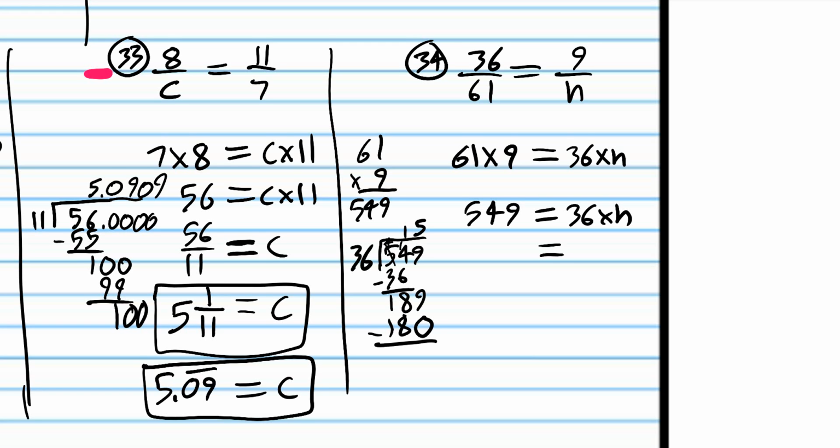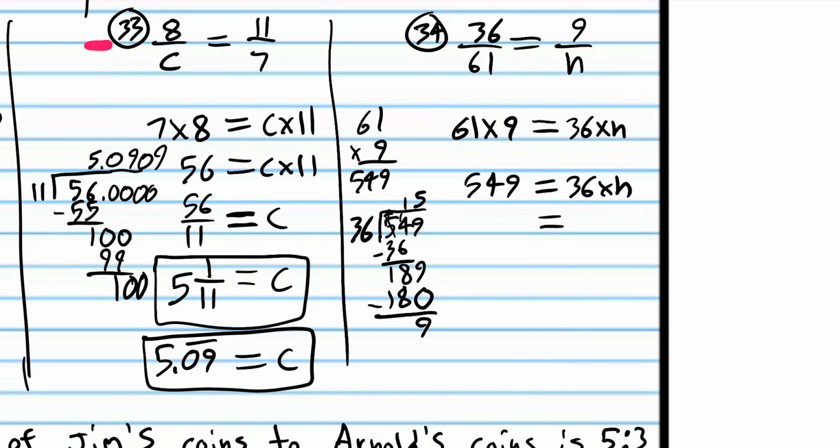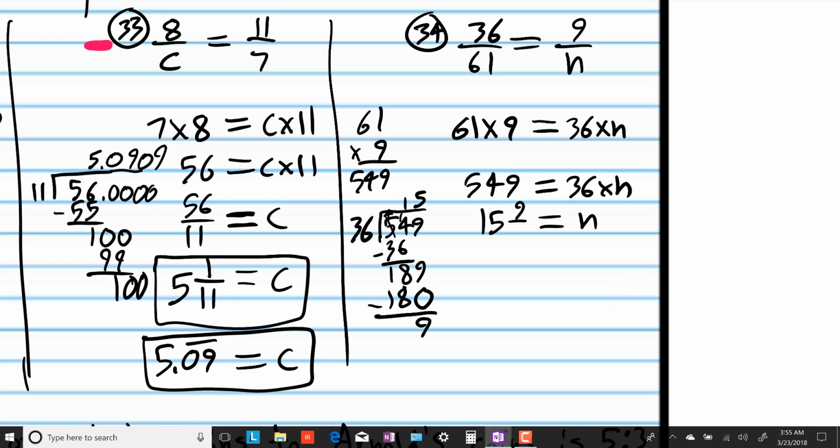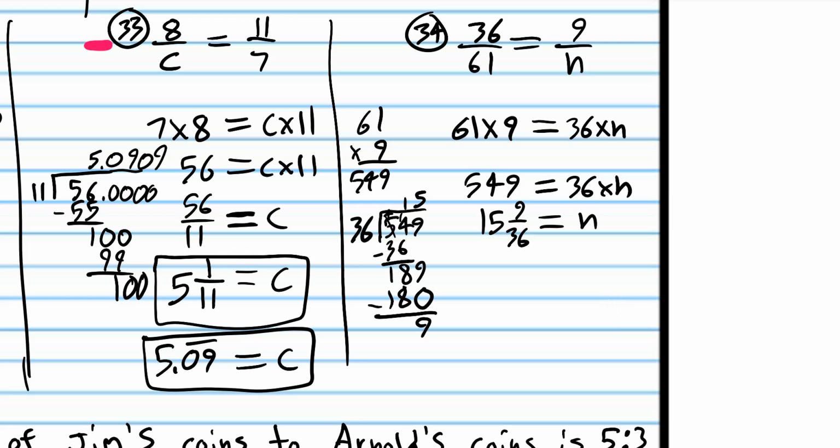All right, so 189 minus 180 is 9. And at that point, we can write the answer as a mixed number. So we know that 36 goes into 549 15 times. And the remainder is 9, and the denominator just stays the same as 36. So that's one way to write the answer.